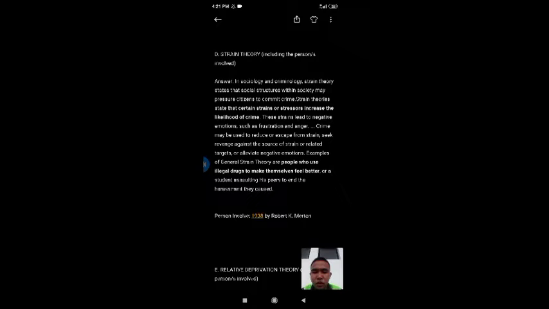Letter D, the strain theory. In sociology and criminology, strain theory states that the social structures within society may pressure citizens to commit crime. Certain strains or stressors increase the likelihood of crime. This strain leads to negative emotions such as frustration and anger. Crime may be used to reduce or escape from strain, seek revenge against the source of strain or related targets, or alleviate negative emotion. For example, people use illegal drugs to make themselves feel better, or students assault their peers to end the harassment they cause. Robert K. Merton, 1938, is the person involved in this one.